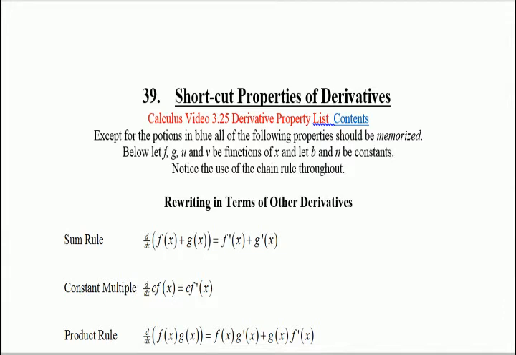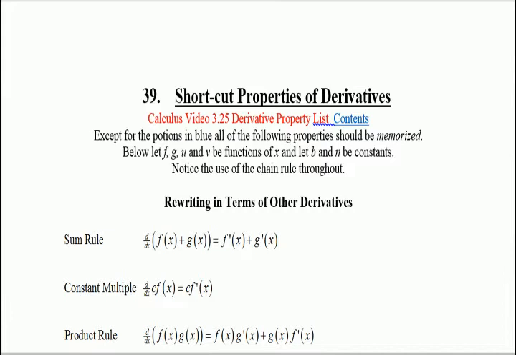This is Jack Jackson. In this video we're going to go over the basic shortcut properties of derivatives, and these are things that we have been deriving and using in this playlist and in the notes that go along with it. Except for the portions in blue, I expect my students to memorize everything that you're going to see on this particular video. These are all things we've worked at before, and let's go through this.